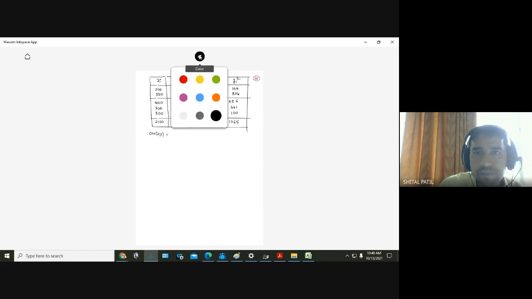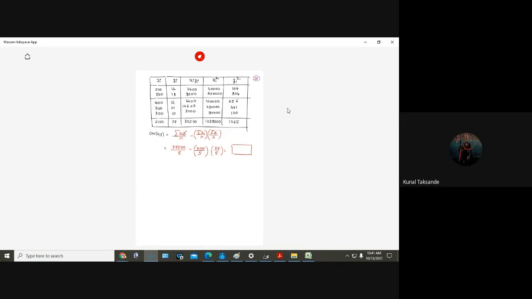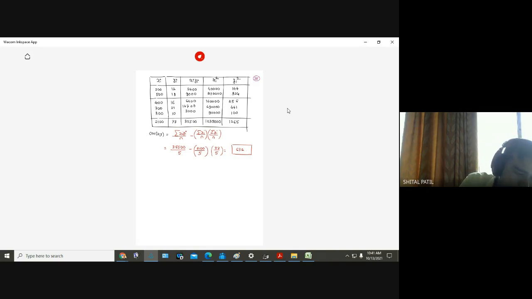Let covariance of xy be as follows. n is the number of observations, 5 different cities. How much is this? 632. Okay. Next.